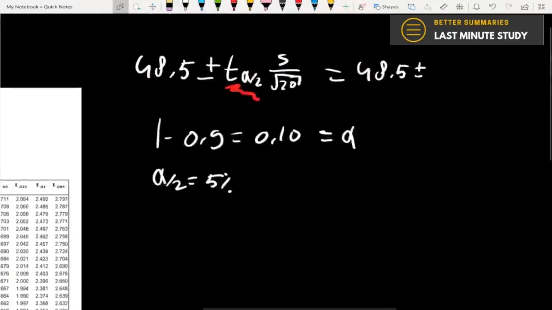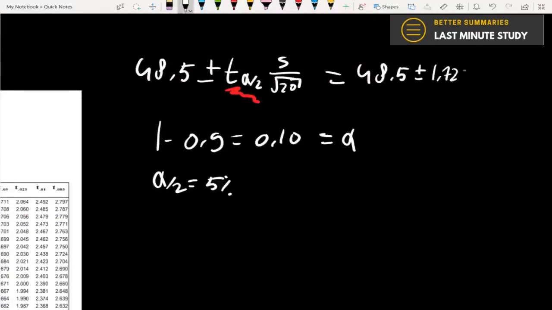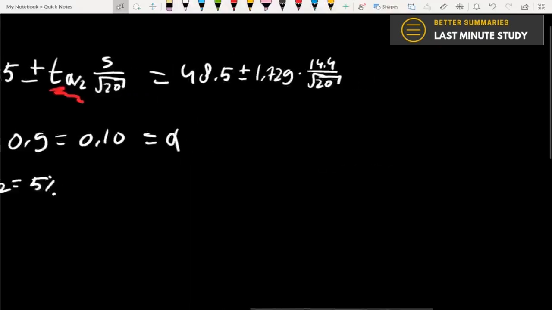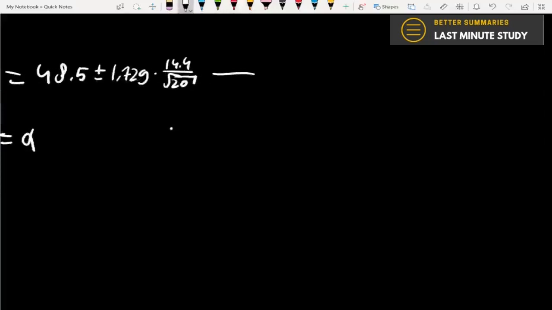So let's fill it in. Times 14.4 over the square root of 20. So that's the formula for our confidence interval. Plus minus, don't forget the plus minus, of course. All right, so this follows that 48.5 plus 1.729 times 14.4 over square root of 20.